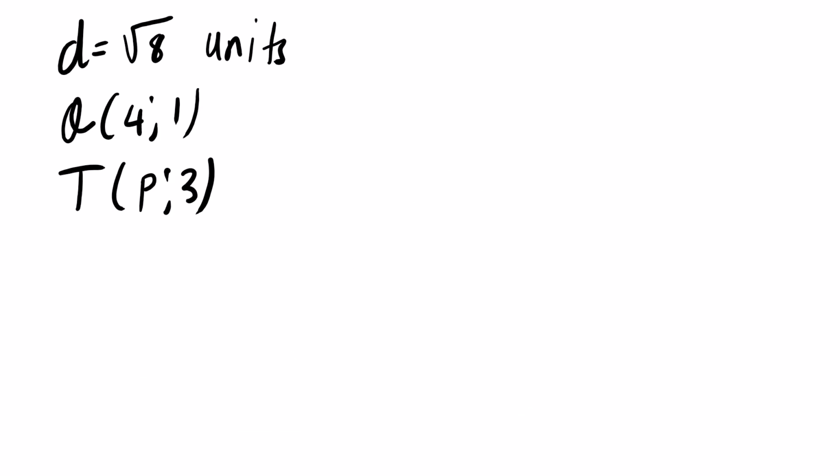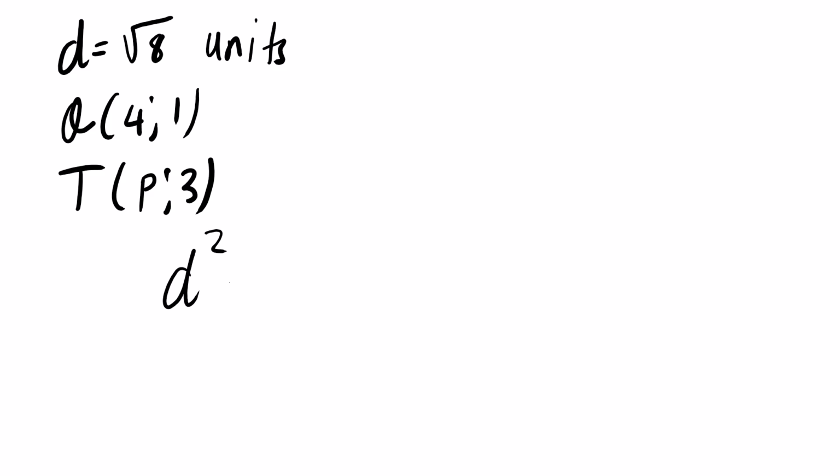Our next example is a bit different. Actually, it's different from the previous examples. This one, you are given the distance between 2 points, point Q and T. The distance is square root of 8 units. Coordinates of Q is 4 and 1. T is p and 3. So the question, we must calculate the coordinate p, the value of p.